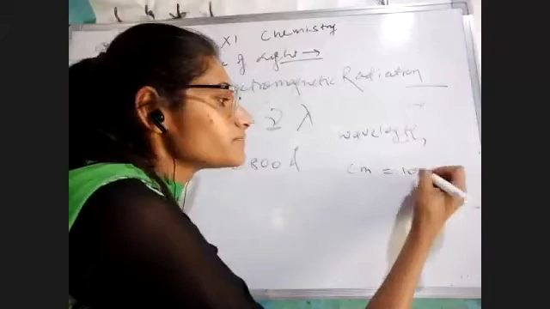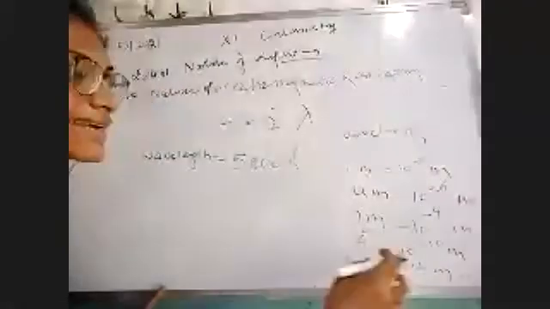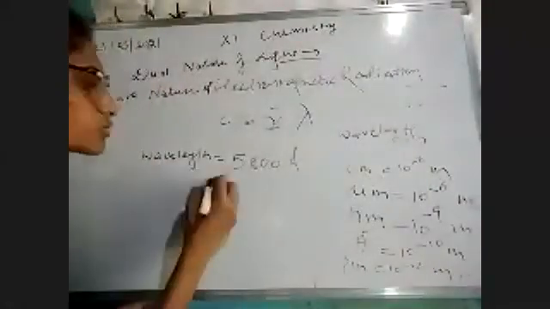10 raised to power minus 2 meter. Then we have micrometer, which is 10 raised to power minus 6 meter, nanometer, 10 raised to power minus 9 meter, angstrom, 10 raised to power minus 10 meter, picometer, 10 raised to power minus 12 meter. Please keep these four to five terms in your mind. So now we have given wavelength equal to 5800 angstrom. That means this is 10 raised to power minus 10 meter. So we will solve it.